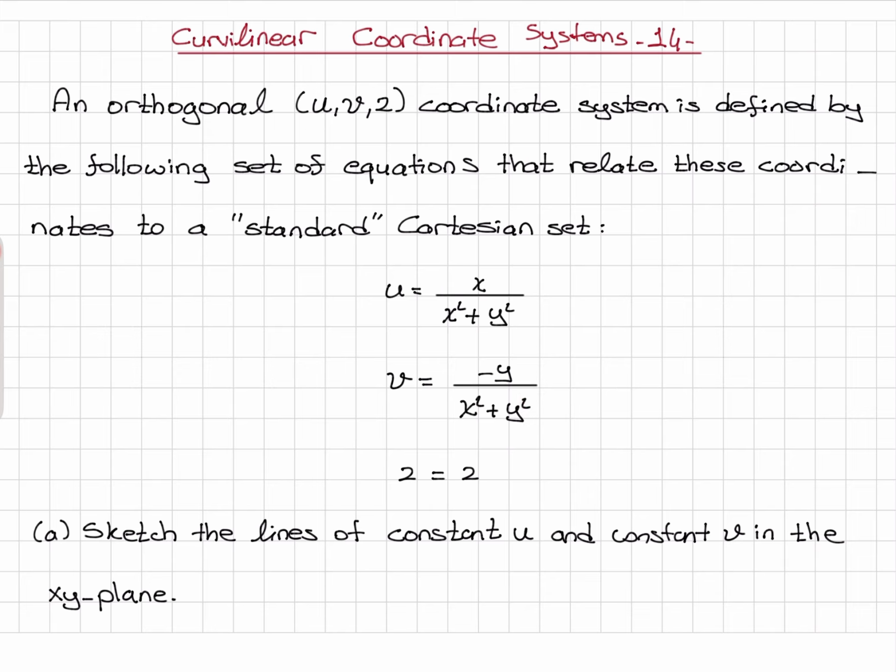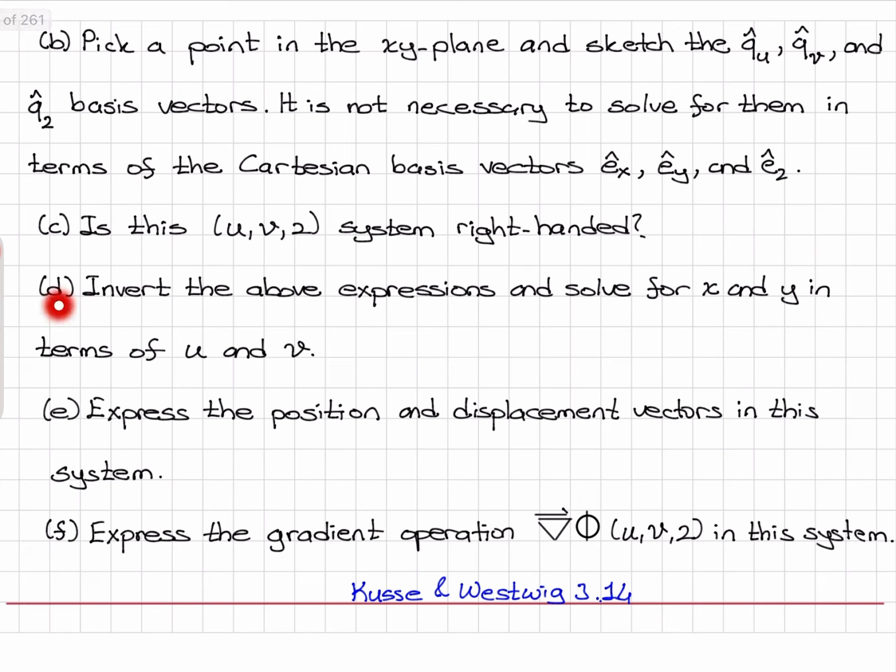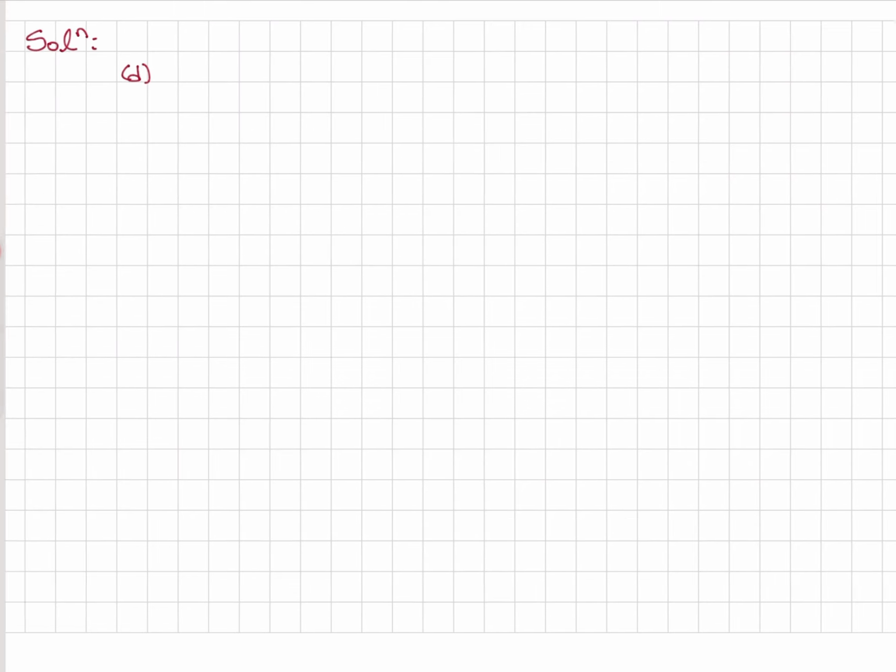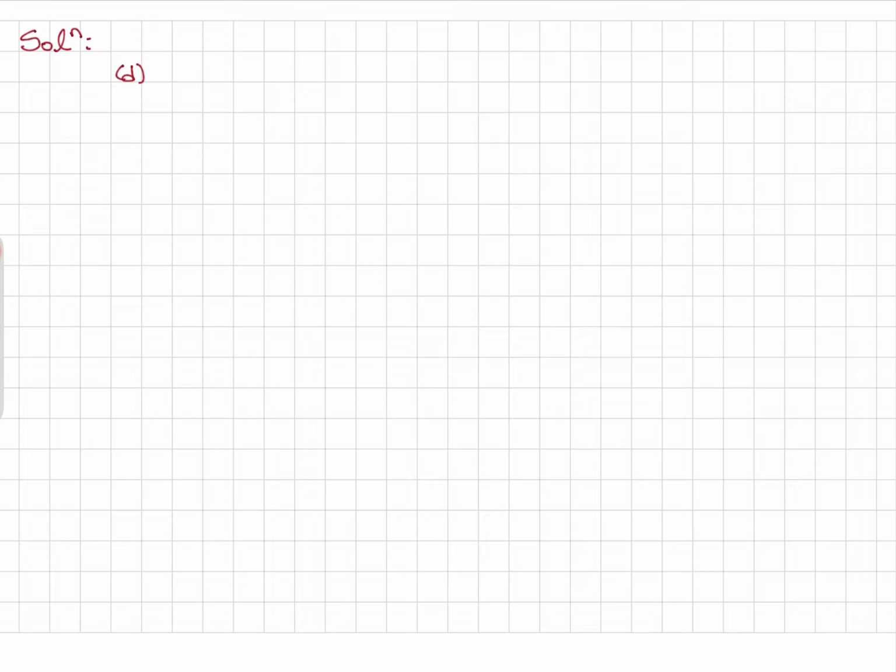And we're going to start with part D of this problem, which says, invert the above expressions and solve for x and y in terms of u and v. So this is our task. Now we're going to, first of all, start with rewriting the given equations.